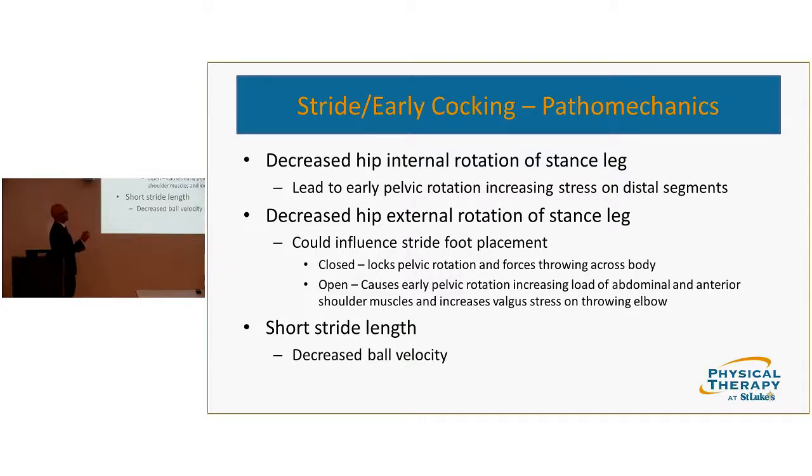Decreased hip external rotation of the stance leg. Again, we're talking about influencing that stride foot placement, the closed position. And again, it doesn't necessarily mean that their foot is too far in, or rotated in. It could also mean that they're not in line with the target and they're here. Okay? All that's going to do is lock their pelvis. Then they can't rotate. So what's going to rotate? Their upper trunk. It's going to lock that pelvis in. And then the shoulder's going to try and do all the work and play catch up.